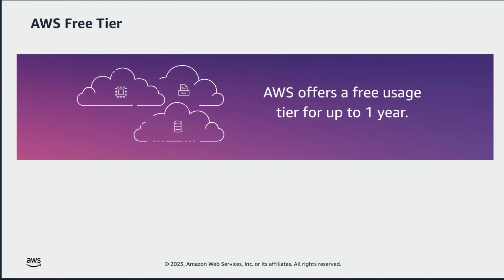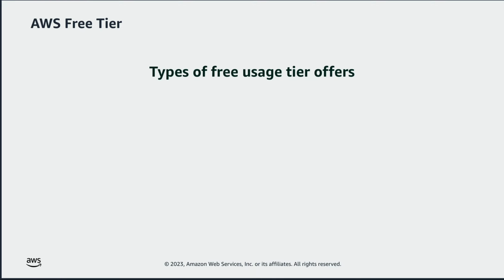To help new AWS customers get started in the cloud, AWS offers a free usage tier, the AWS Free Tier, for new customers for up to 1 year. While the free tier is active, you can try out select services to experiment and see what's right for you. Whether the services will be used for production or non-production environments doesn't affect the free usage tier offerings. There are 3 types of offers.